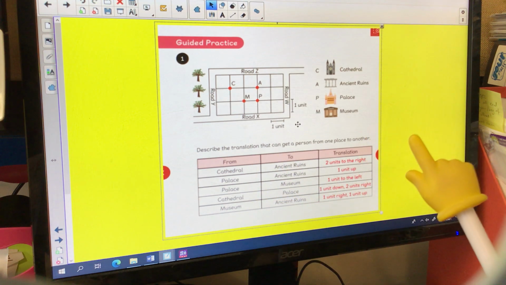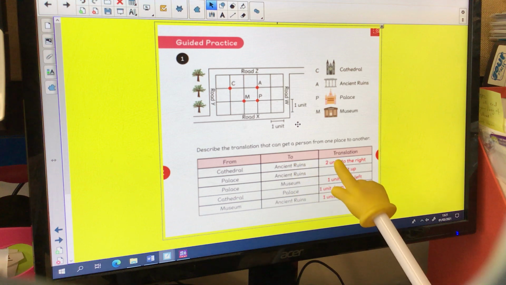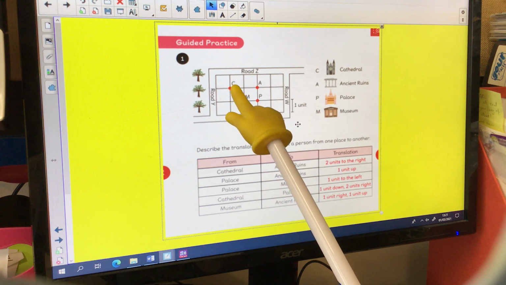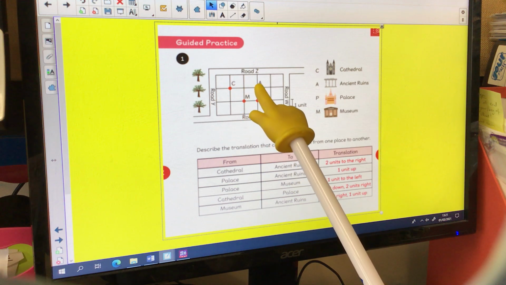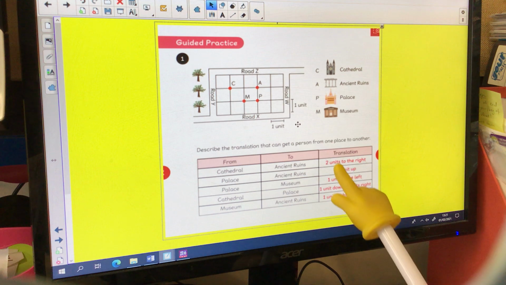Okay, so I'm hoping you had a little go at that. From the cathedral to the ancient ruins, it says 2 units to the right. Cathedral, 2 units to the right. 1, 2. Yes, it is, isn't it? You need to know your right and left for this, children, definitely.